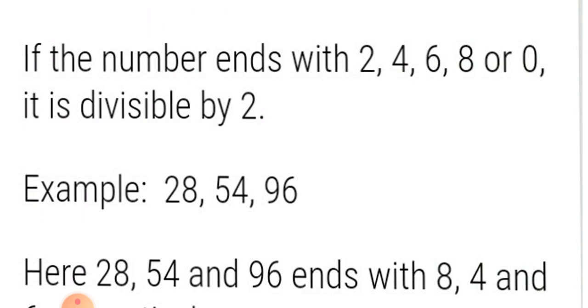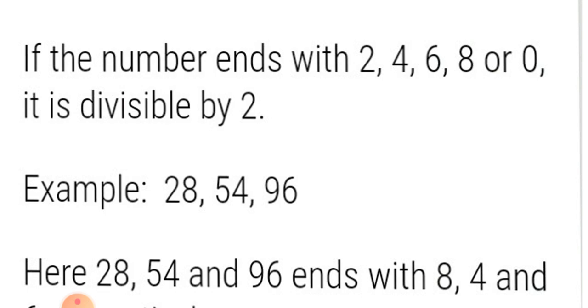That is 28, 54, 96. So 28 divided by 2. Is 28 divisible by 2? That we have to check, isn't it? Divisible by 2 means we can divide that number completely and we will get a remainder 0. So you have to check whether 28 can be divided by 2 with remainder 0 or not. According to the rule, you can check the ones place digit.